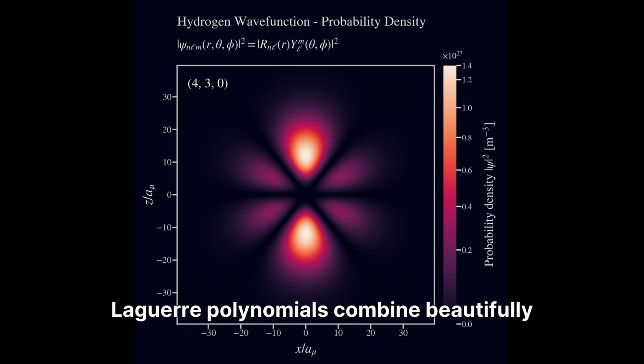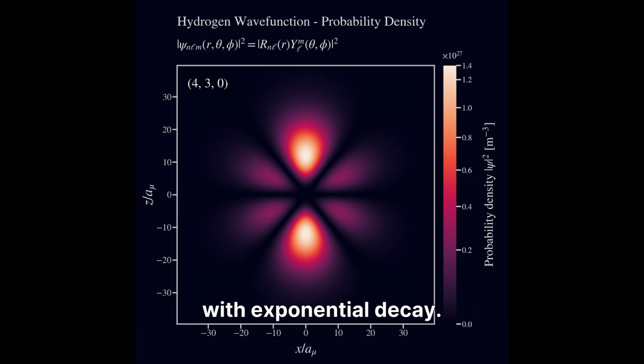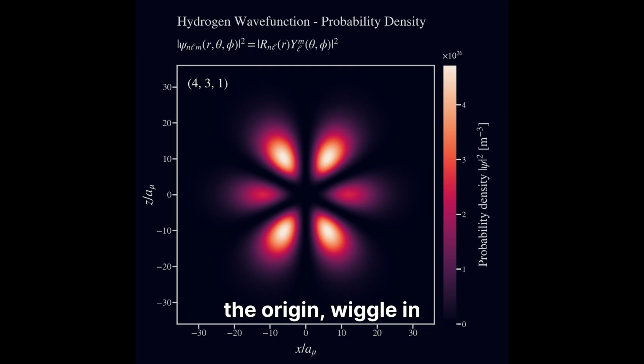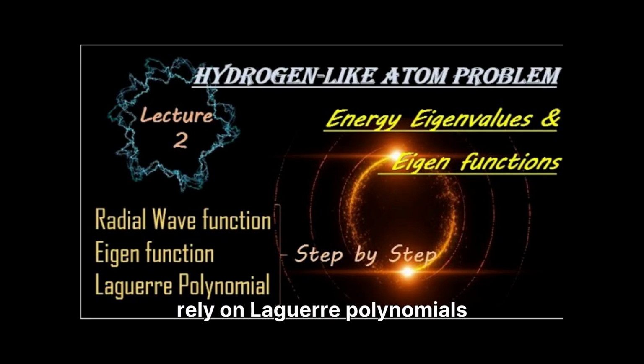Laguerre polynomials combine beautifully with exponential decay. When you take a Laguerre polynomial and multiply it by an exponential drop-off, you get a shape that matches the behavior of many physical and probabilistic systems nearly perfectly. This combination creates functions that start strong near the origin, wiggle in a structured way, and then gradually die out. This is why physicists rely on Laguerre polynomials when studying atomic systems, especially the hydrogen atom.